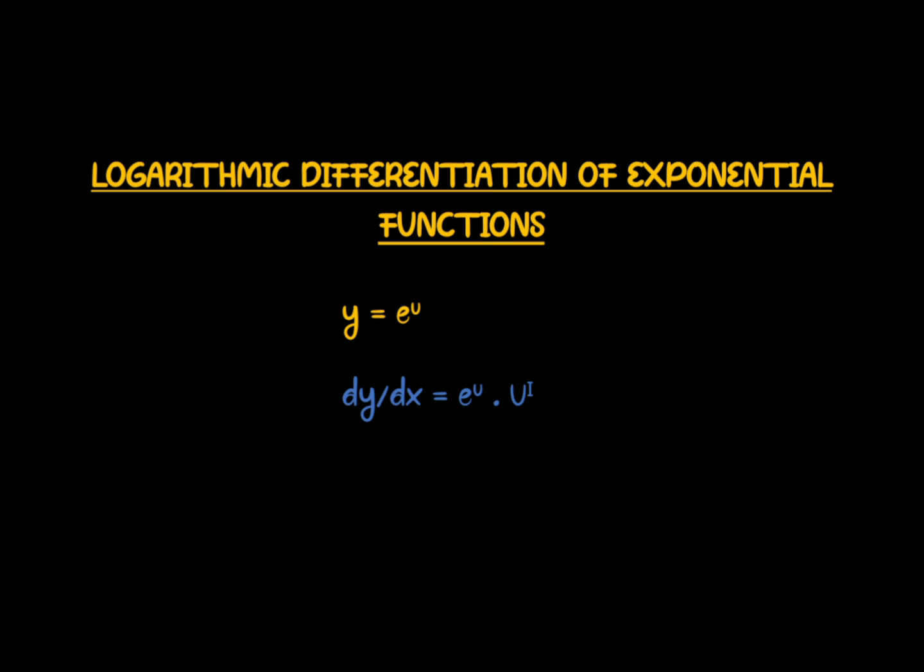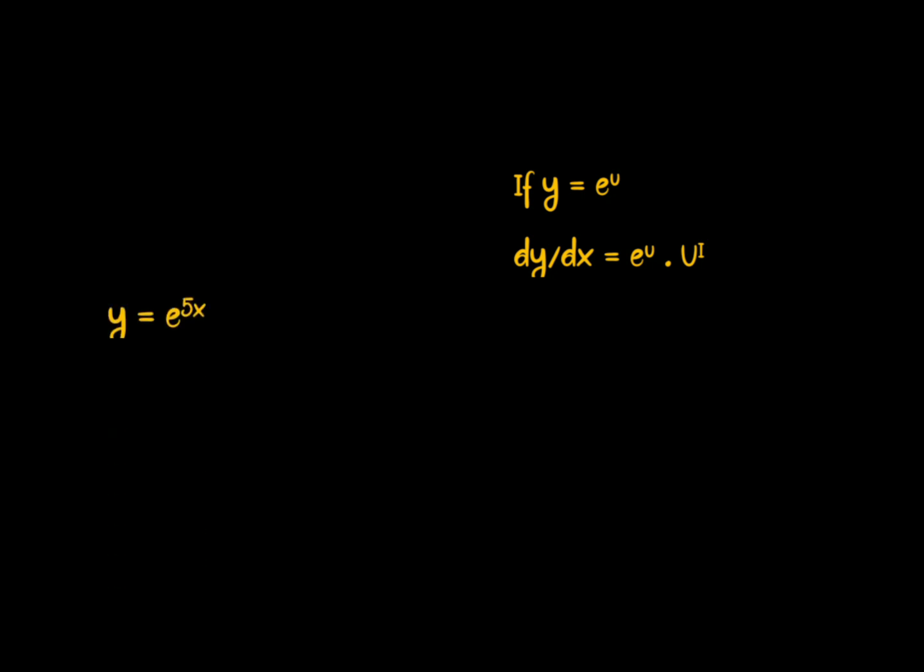So let's see a few examples I have here. If y equal to e to the power of 5x, how do we differentiate y with respect to x? The first thing we do is to recognize what u stands for. In this case, u is always the power of your exponential function, and the power of our exponential function there is 5x. So in this case, our u is equal to 5x.